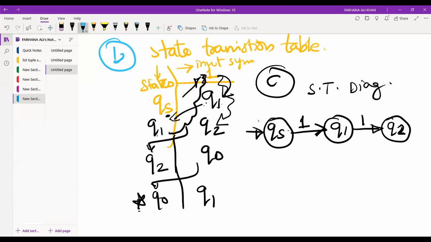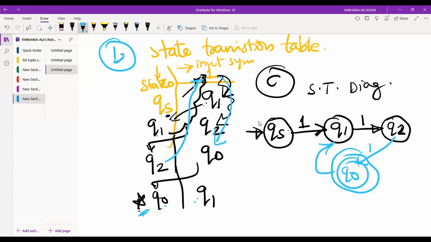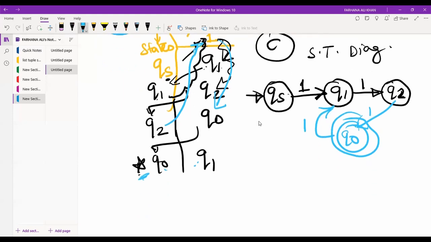Now Q2 on 1, where is it going? It is going to Q0. So Q2 on 1 goes to Q0. And what is Q0 here? We had marked that it is a final state. A final state has to be marked with the help of a double circle. Now Q0 on 1 goes to Q1, so I will connect Q0 and Q1 with 1. So this is how the diagram is completed.